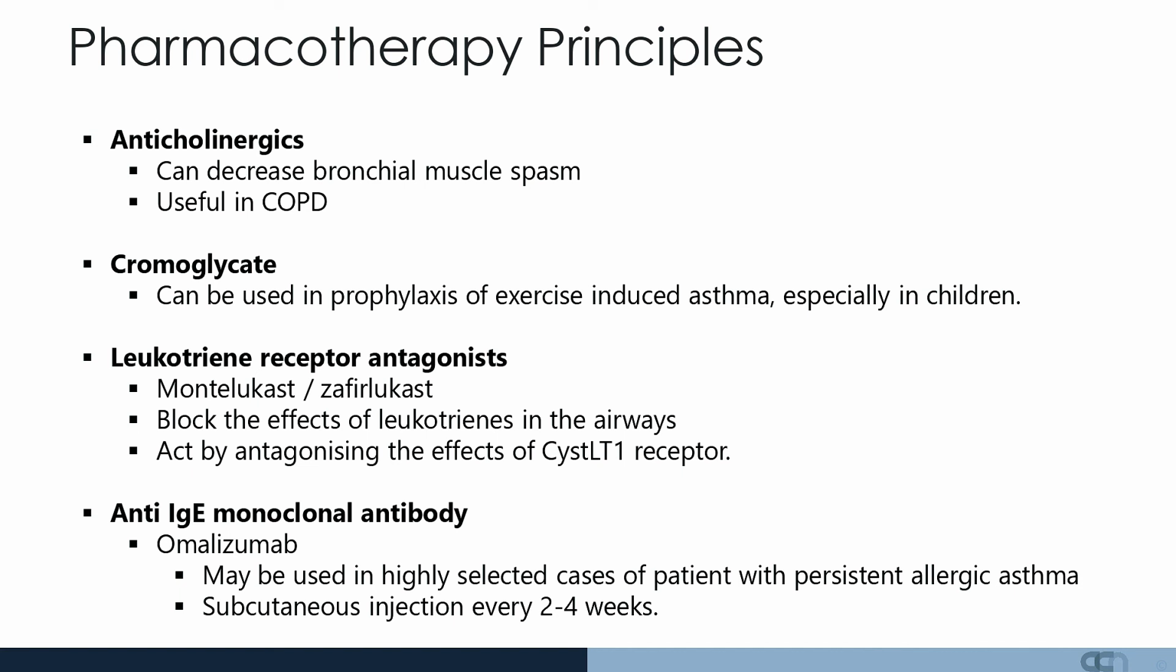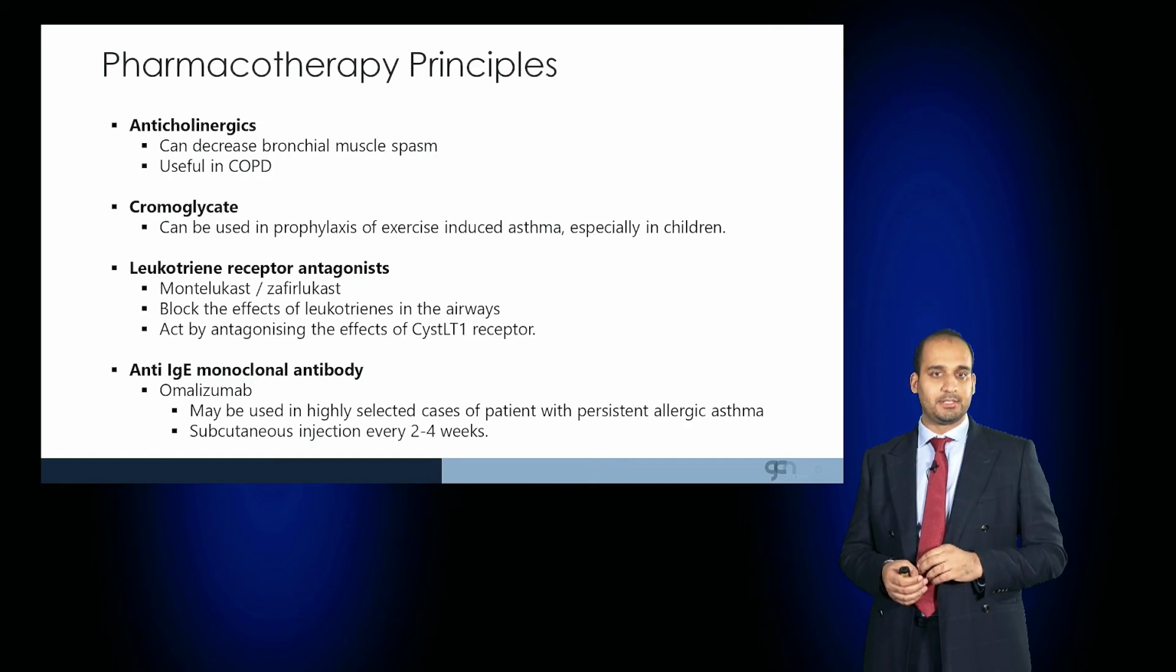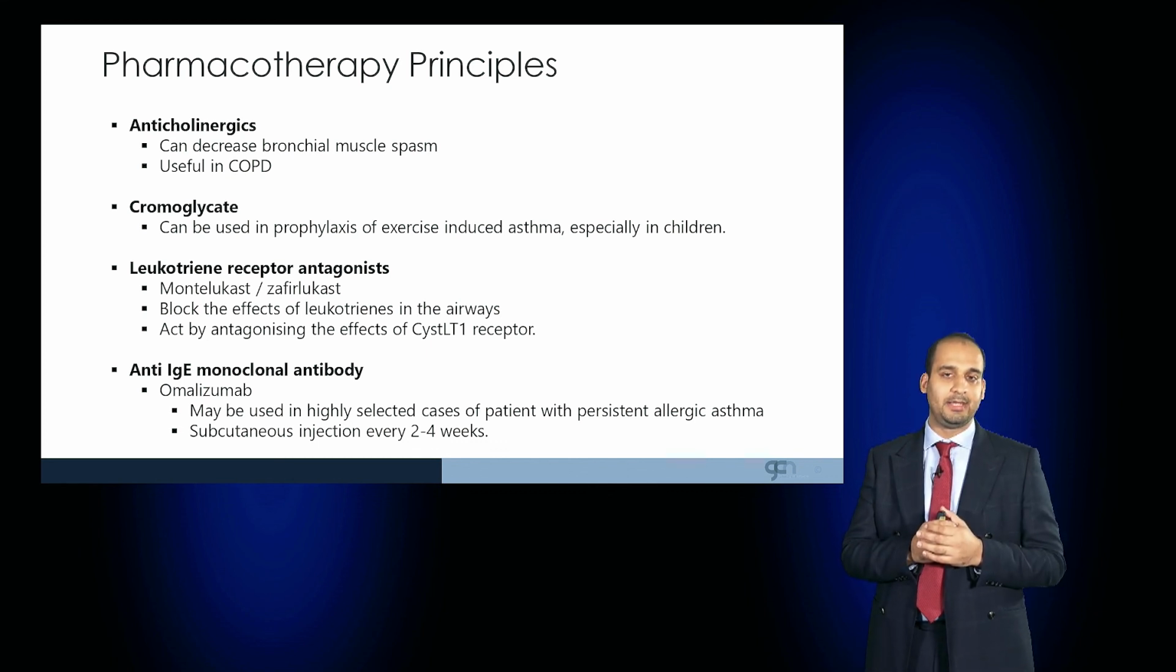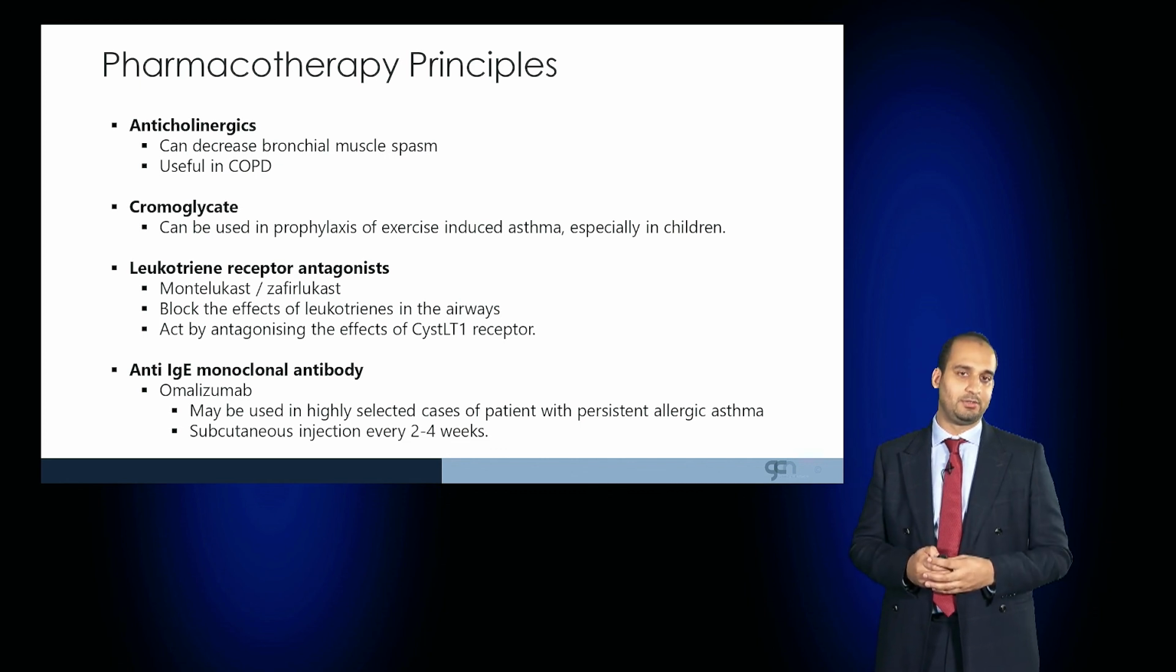Leukotriene receptor antagonists such as montelukast and zafirlukast block the effects of leukotrienes in the airways and act by antagonizing the effects of the CysLT1 receptor to increase airflow. Anti-IgE monoclonal antibodies such as omalizumab can be used in highly selected cases of patients with persistent allergic asthma, and this is given as a subcutaneous injection.